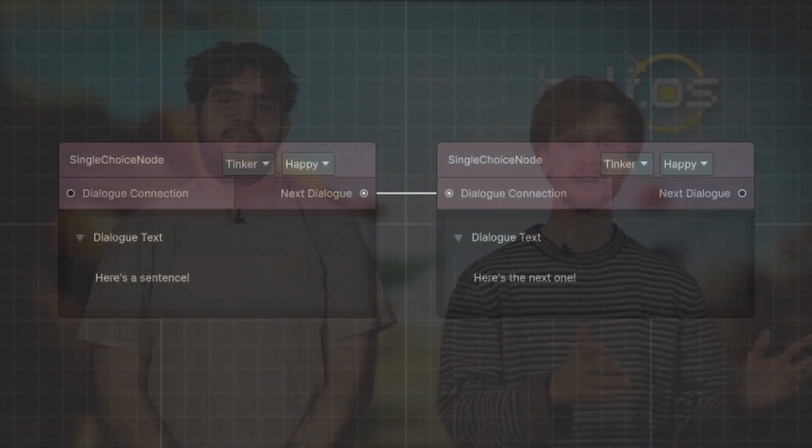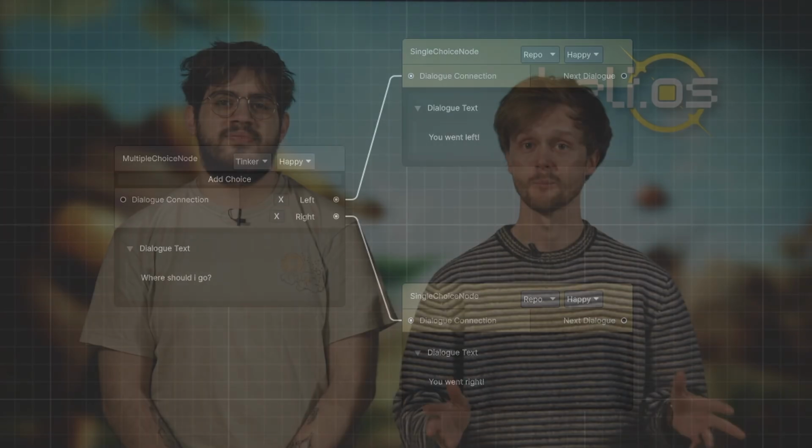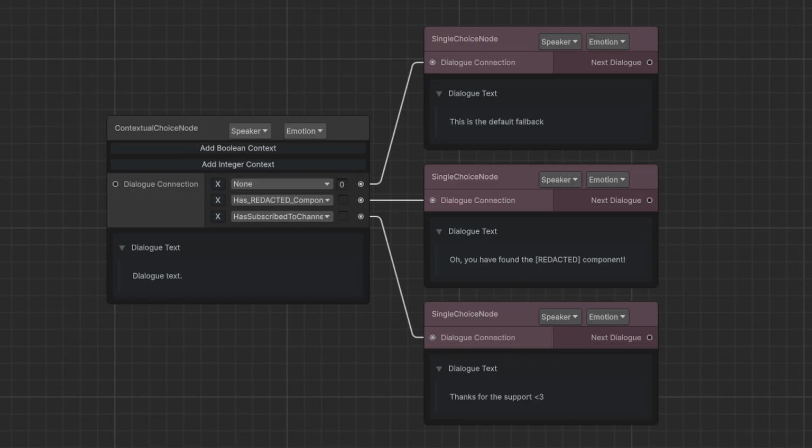Here's how it works. The CDS supports both linear dialogue and multiple choice interactions. Nothing groundbreaking there, but what makes it special is that it supports contextual choices. That means dialogue isn't static. It responds to you, the player, what you've done, what you've unlocked, who you've spoken to, how many times you've spoken to them. All of that can feed back into the dialogue.